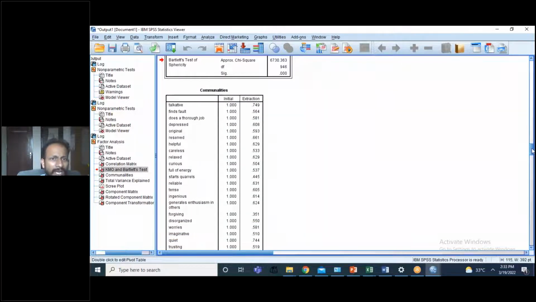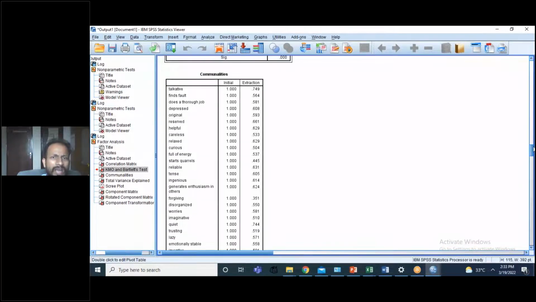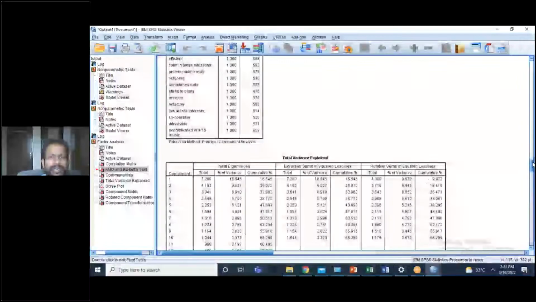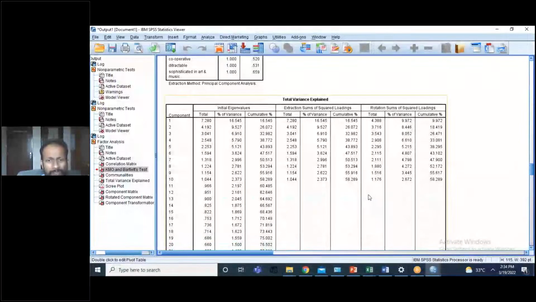Then this is about the communalities, where among all the variables, you can see that talkative and find a fault have a greater impact on the personality of the person. Talkativeness has a greater impact, which means more people have chosen talkativeness, and that is why it has the highest loading. Now this is what the variance is all about.